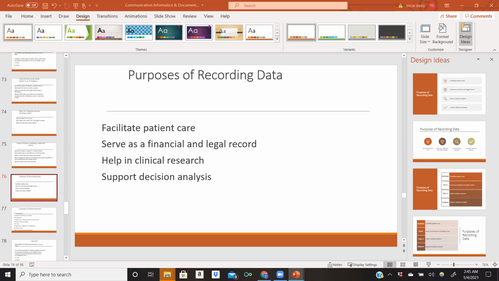It helps support decision analysis. And information specialists aim to create an environment that supports timely, accurate, secure, and confidential recording and use of that patient-specific information.